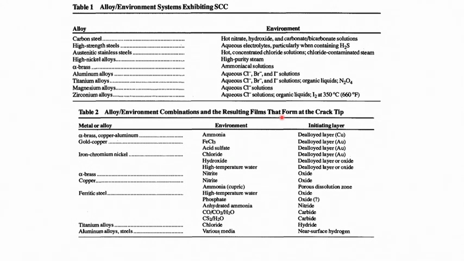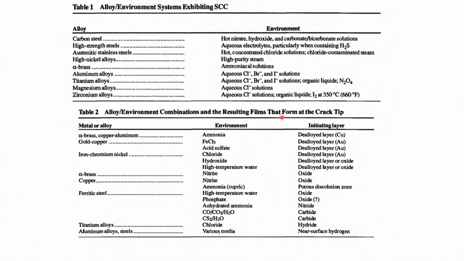High strength steel undergoes stress corrosion cracking in aqueous electrolyte, particularly one which contains sulfur dioxide or hydrogen sulphide. In the case of austenitic stainless steel, it undergoes stress corrosion cracking in a sodium chloride containing environment. High nickel alloys undergo stress corrosion cracking in high purity steam. Alpha brass undergoes stress corrosion cracking in ammoniacal solution.